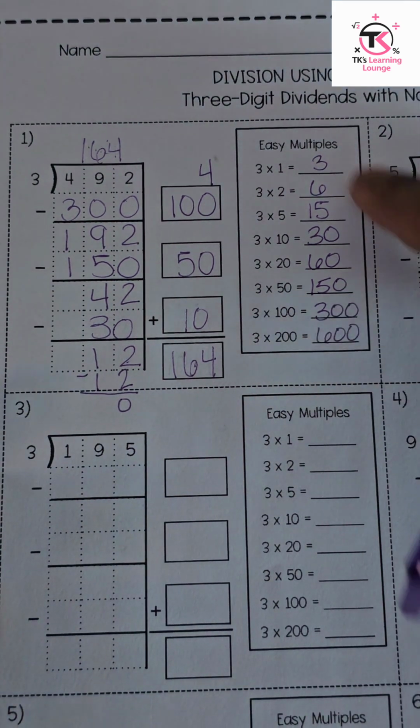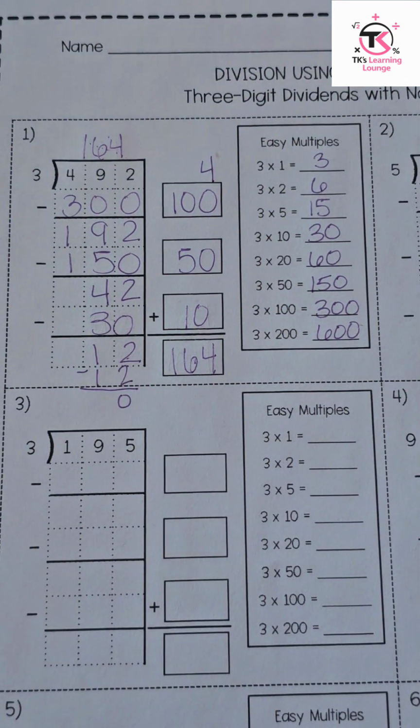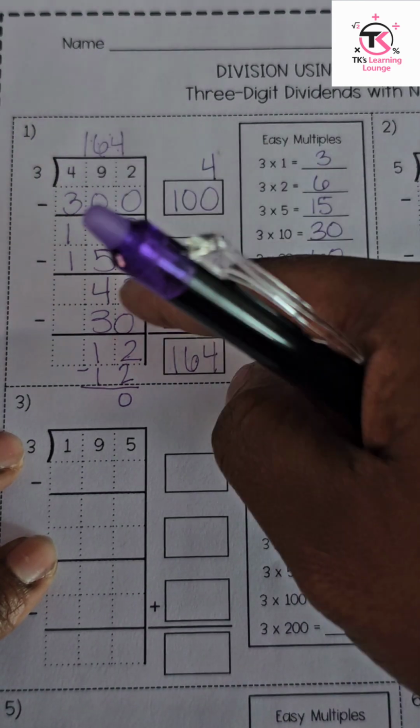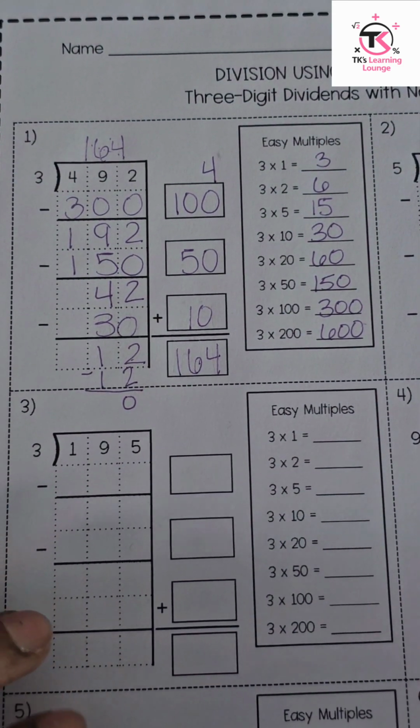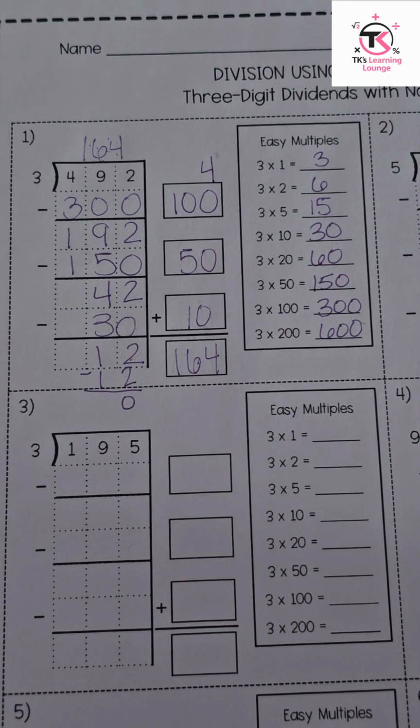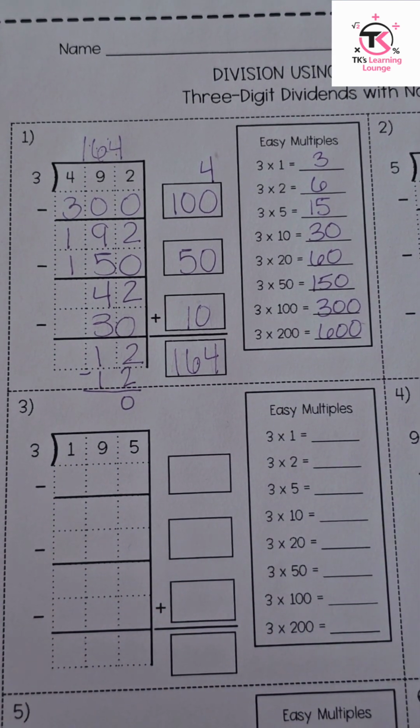So again, this is just a guide. Whatever your child needs to do in order to get there, that is fine. If they need to continue to break down numbers and take even more steps, that is absolutely fine. But that is how we complete division using partial quotients.